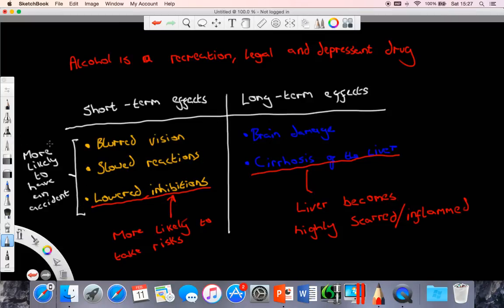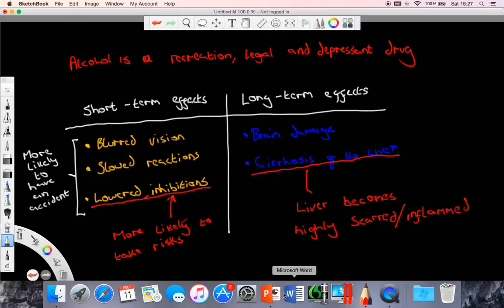And these can make you far more likely to have an accident. In the long term, if you keep drinking a lot of alcohol over many years, you can cause yourself to have brain damage, and you can even cause cirrhosis of the liver, which means the liver becomes highly scarred and inflamed, it swells up, and therefore it's far less efficient at cleaning your blood. Okay? You cannot live without your liver.